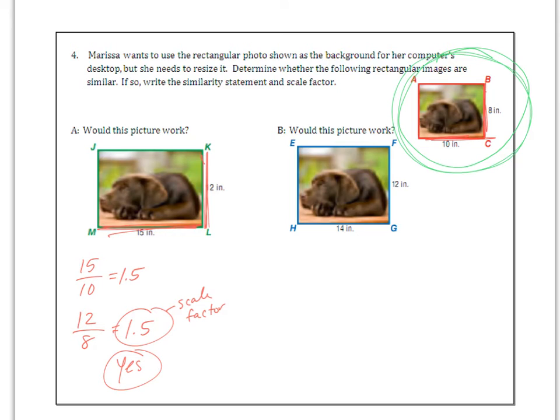How about the other picture? The other picture, we're going to take 14 and 10. So 14 divided by 10 is 1.4. And then we'll take 12 on the side here and 8 here. 12 divided by 8, that's 1.5. So are those similar? We would say no, not similar. We did not get exactly the same answer, so then we don't need a scale factor.